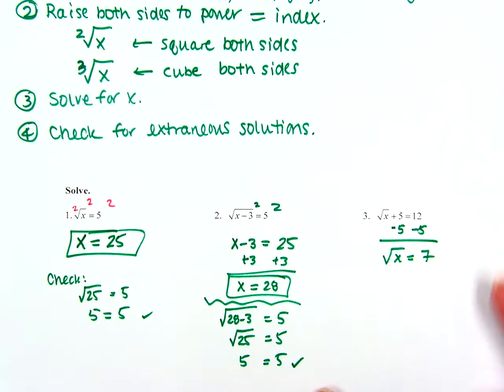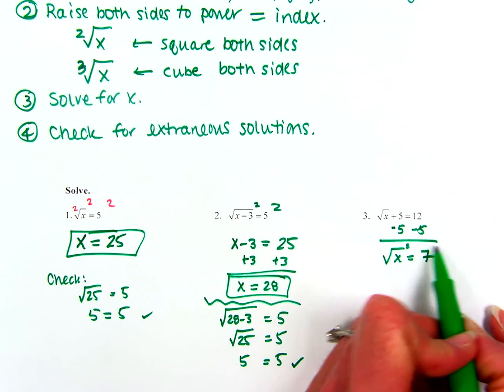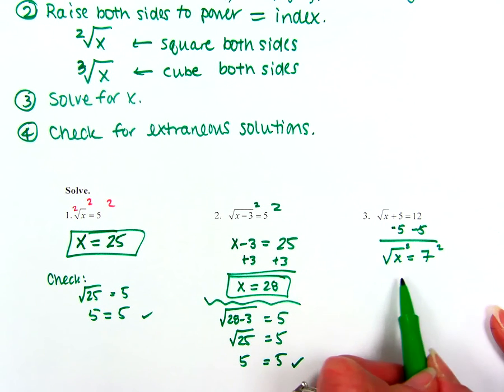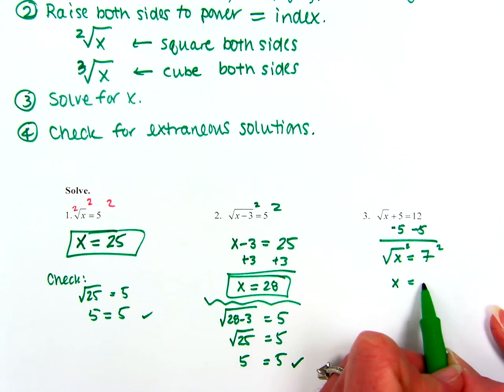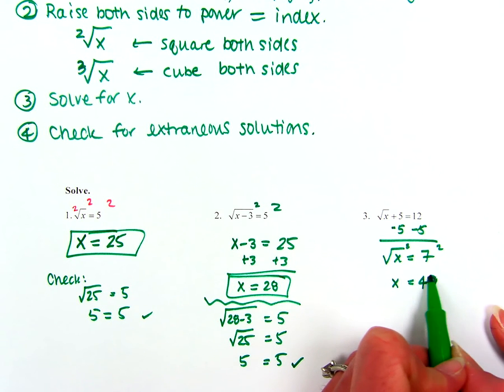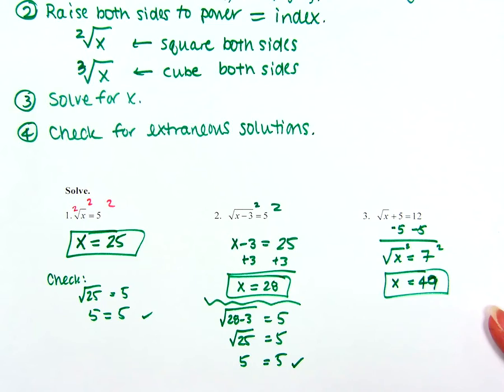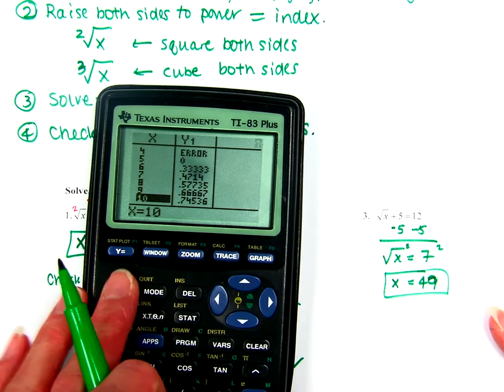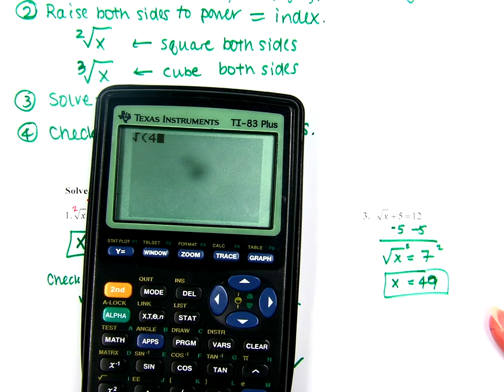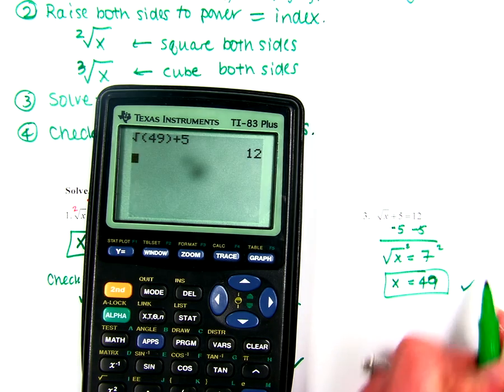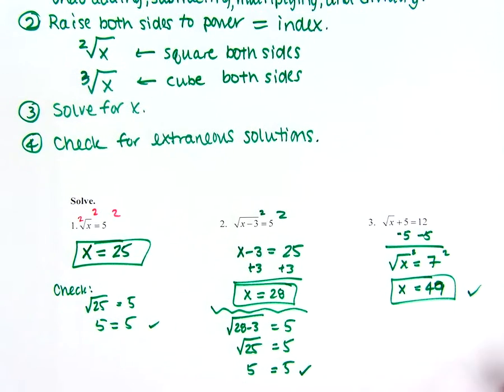So now we want to square both sides. You're going to square, square. That cancels out your radical. So you get x, and 7 squared is 49. Okay, another way to check, you could also just do this in your calculator. So square root of 49 plus 5, and make sure that that actually equals 12. So that's good.